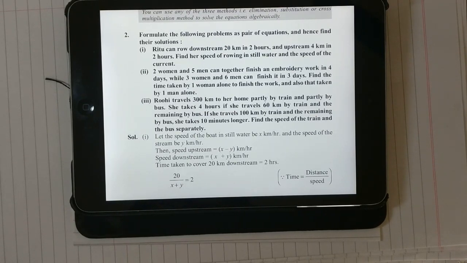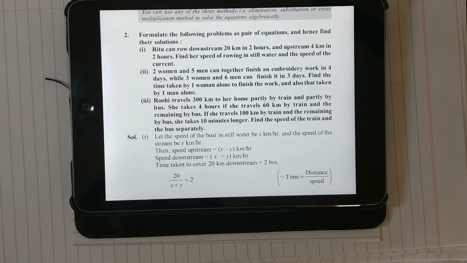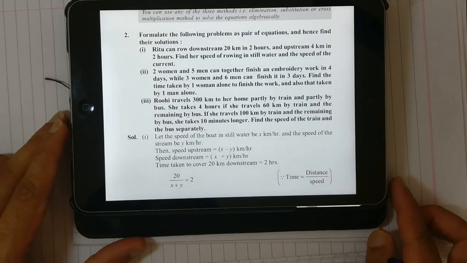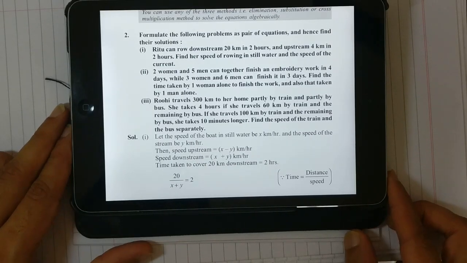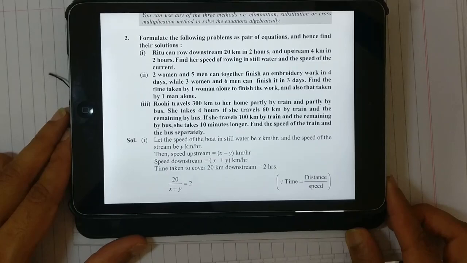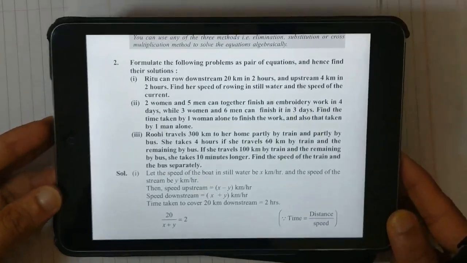They will be equations which can be reduced to their standard form, like we did in the previous section. We took some equations which were complicated and we changed the variables from x, y to a and b, and then we solved. Similarly in these word problems also we have to do. Let's do the first one. Ritu can row downstream 20 km in 2 hours and upstream 4 km in 2 hours. Find her speed of rowing in still water and the speed of current. Let's do it.